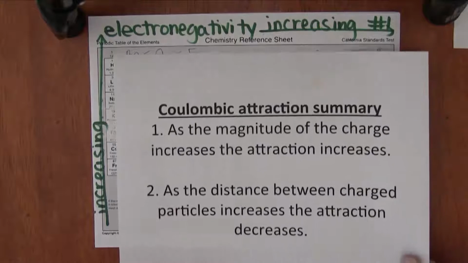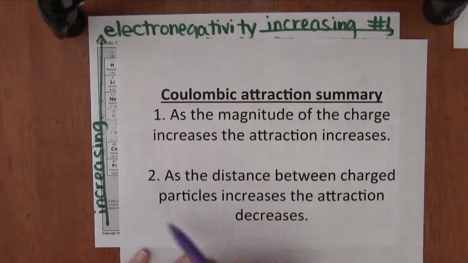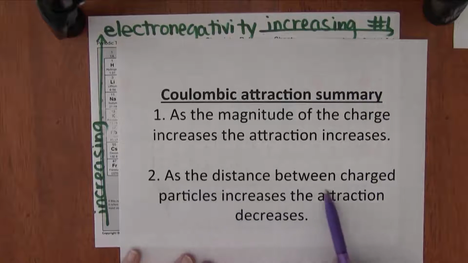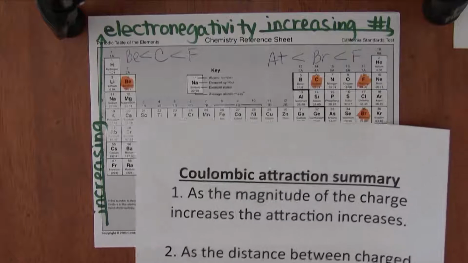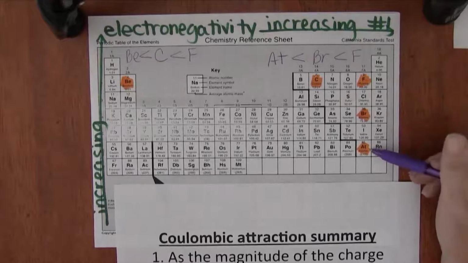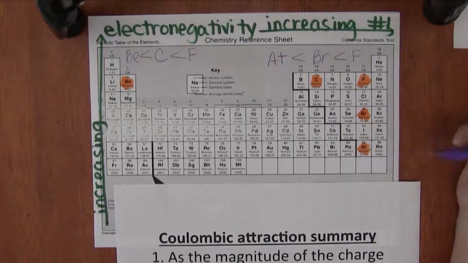The second explanation will explain the group trend. As the distance between the charged particles increases, the attraction decreases. So the elements at the bottom of the periodic table are not holding their electrons as tightly as the ones at the top.